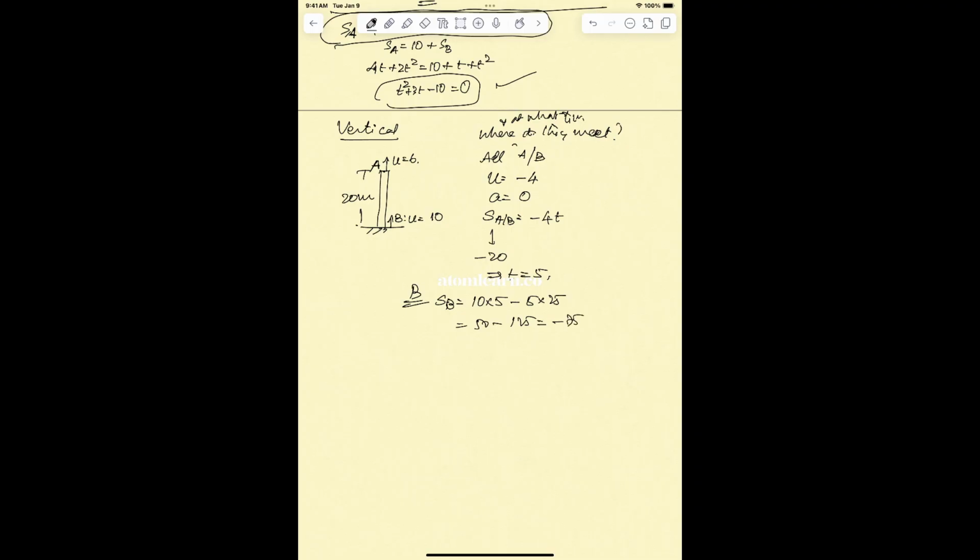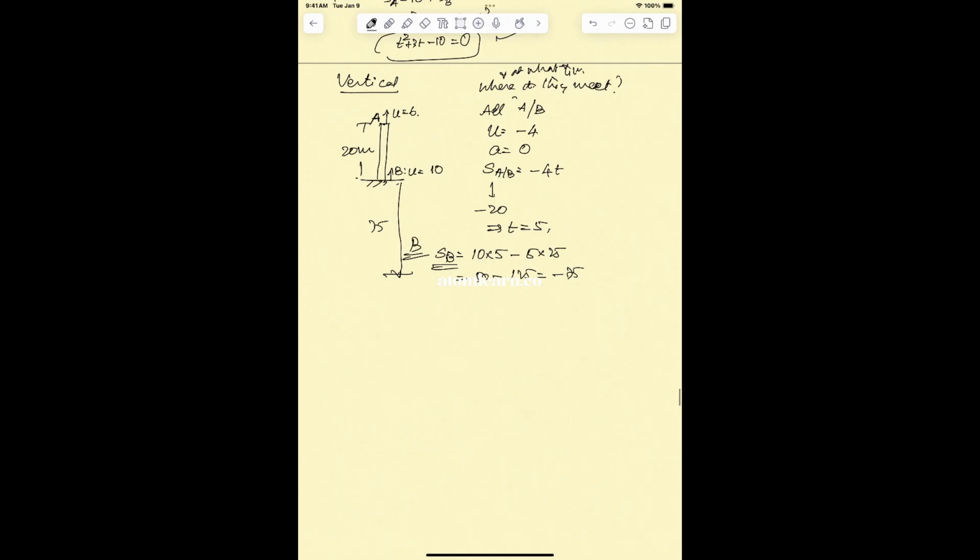Actually, in this particular case, it is meeting down below, at minus 75, below the ground. Okay, we assume that this has to be minus, because the data which you have chosen shows a minus displacement. Which one? SB. You can check the same thing. What is the SA also? SA will be equal to 6 into 5 minus 5 into 25, equal to 30 minus 125, equal to minus 95, which is correct because A has to travel 20 down and 75 down.